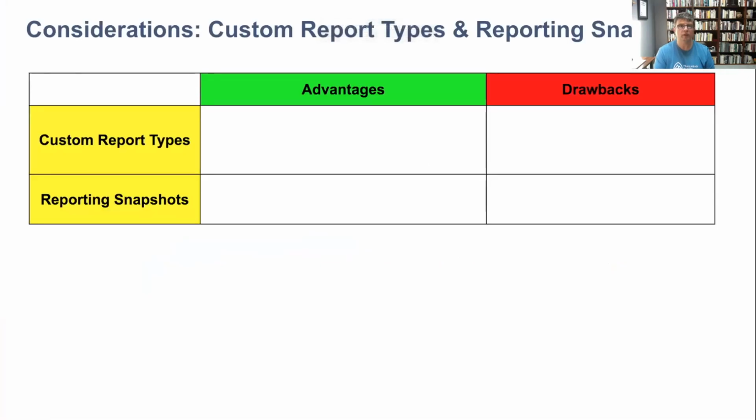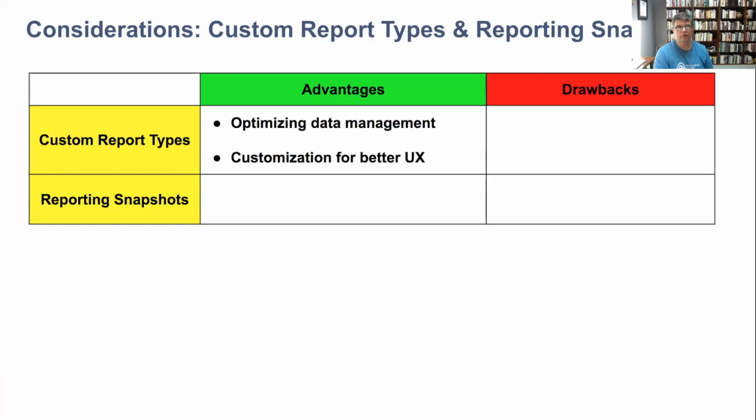So let's talk about advantages and disadvantages. Custom report types are great for optimizing data management because you can be very specific. What are my default fields? What fields do I want to be able to reference using the lookup relationships? You can really get very detailed on what it is you're trying to show to look at the business case. And it's a great user experience because users don't have to try to figure out what all these fields are. You can pre-build the report the way that you think they're going to want it.